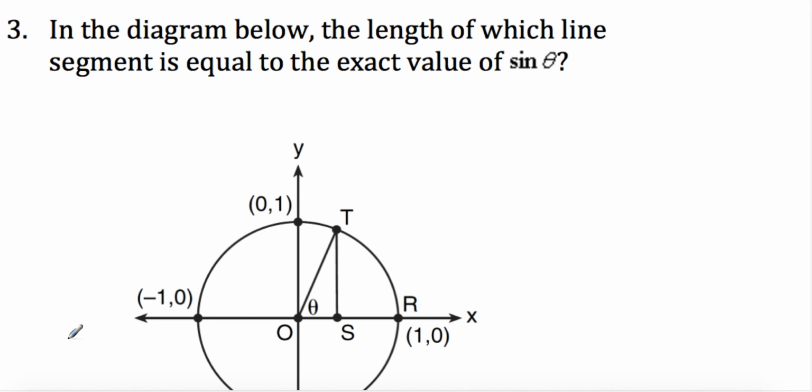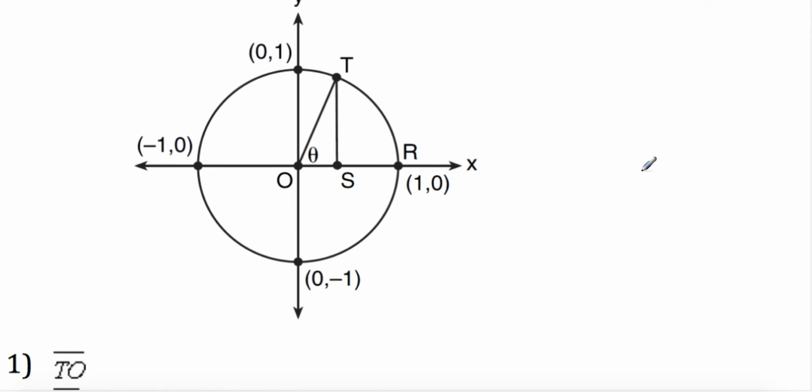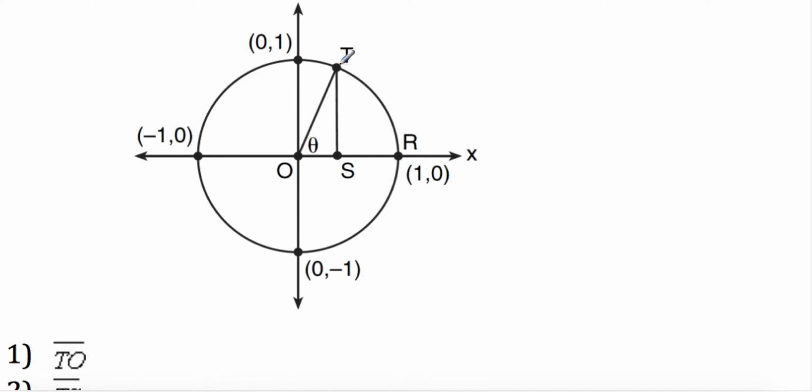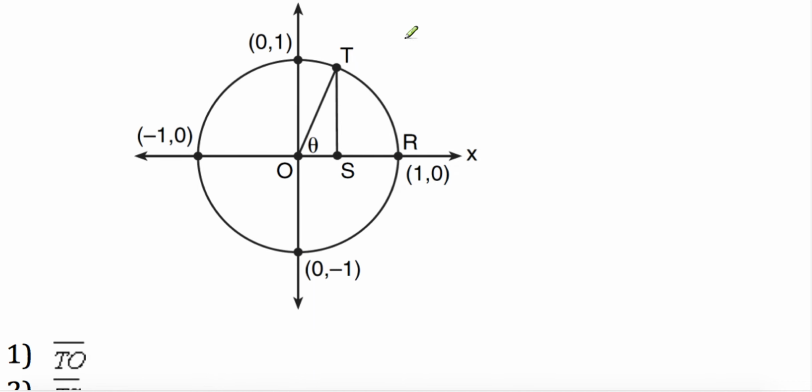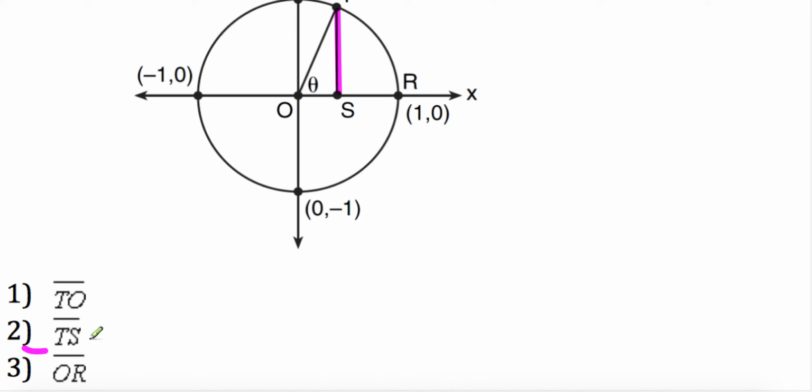All right, number 3 here. Which line segment is equal to the sine theta here? Notice that on the unit circle, sine theta is equivalent to y. So in this case, what is the y value? Right over here, that's right. Y value is TS. So TS is our answer, which is choice 2 once again.